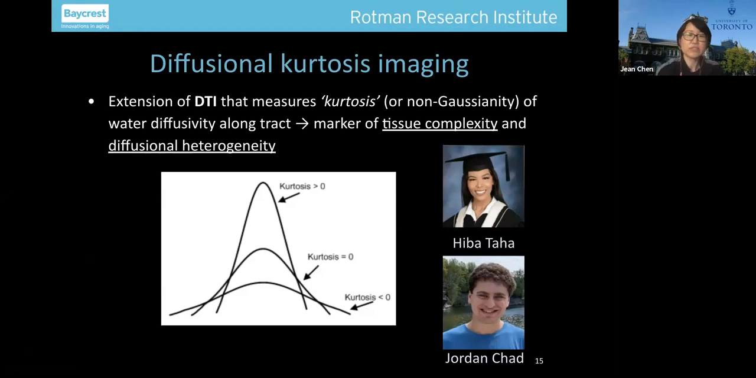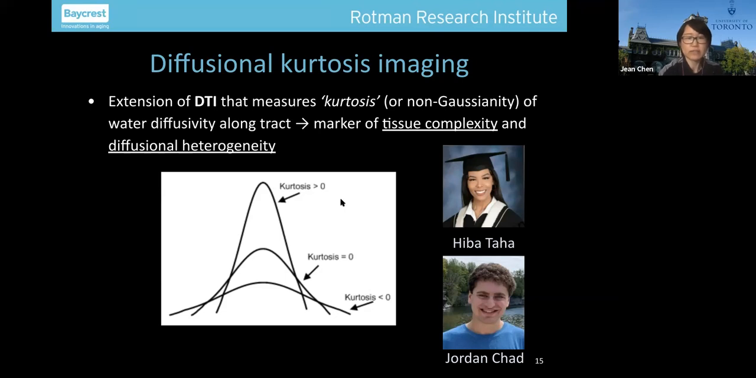So diffusional kurtosis, what does that mean? Kurtosis is a measure of non-Gaussianity of water diffusion along a tract, and it has been taken to reflect tissue complexity and diffusional heterogeneity. So graphically, higher kurtosis produces a distribution of diffusion like the one on top, whereas the lower ones the other way. I would say that biologically, we only expect kurtosis to be greater than 0. If not 0, it would not be less.